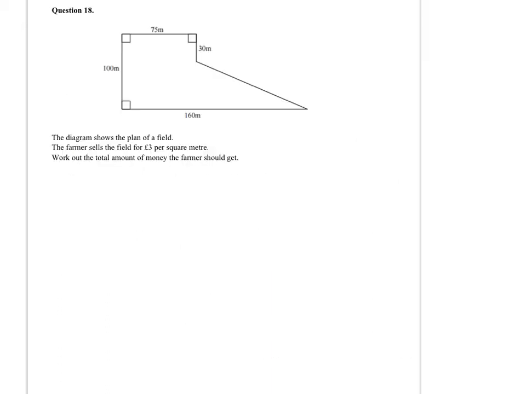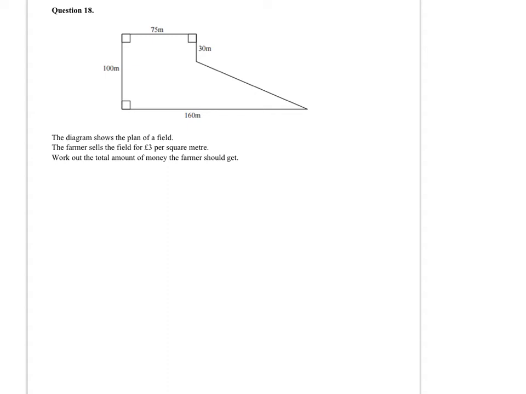Question 18. The diagram shows the plan of a field. The farmer sells the field for £3 per square metre. Work out the total amount of money the farmer should get. So we need to work out the total area of this field, and then we'll be able to multiply the number of square metres by 3. That'll tell us the money that the farmer will get.